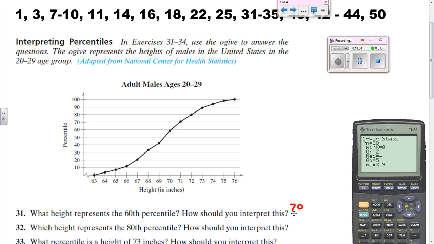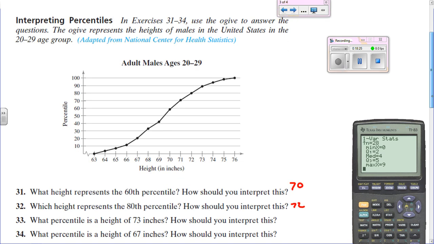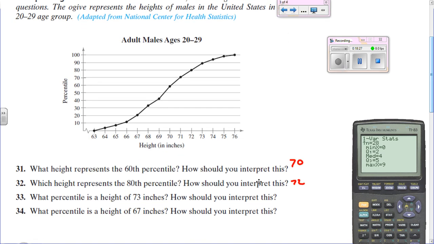Which height represents the 80th percentile? That would be 72. Very similar interpretation, just so we know how we're getting that. We're going up to the 80th percentile, coming over and seeing where it matches up down here. That would be that this guy is taller than 71% of the people.